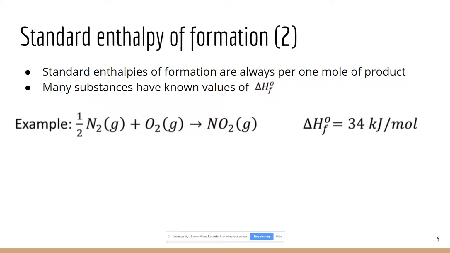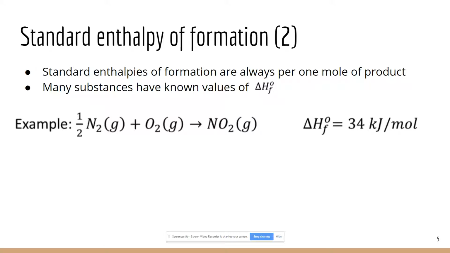Standard enthalpies of formation, these are values that you can look up. There is a table of them in your textbook. Usually the values will be included in the question if you need them, aside from the ones that are in your book, but in the AP exam, the values are included with the question if you need them. And many substances have known values, so that makes it super easy.